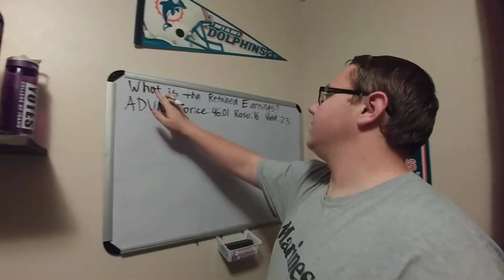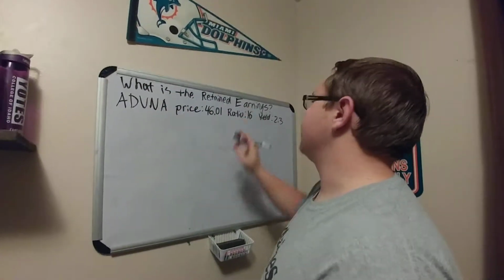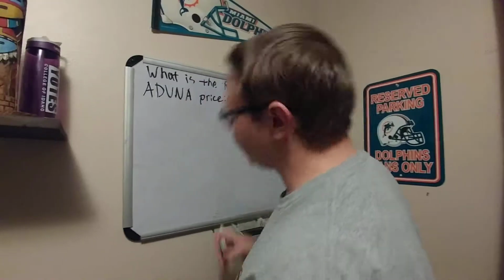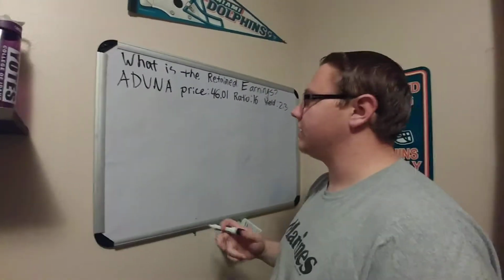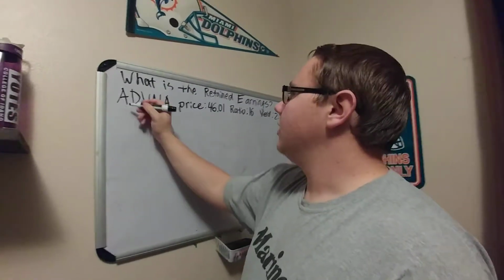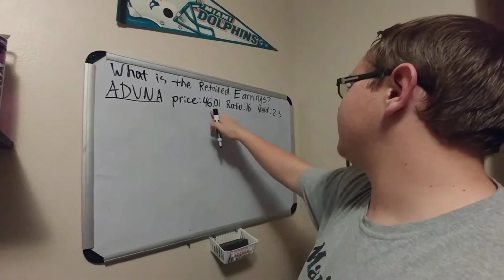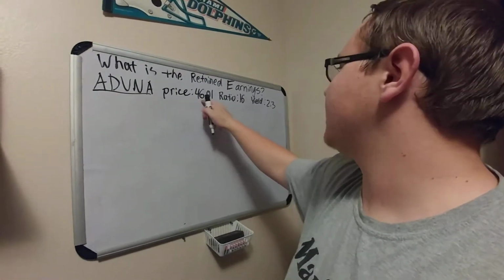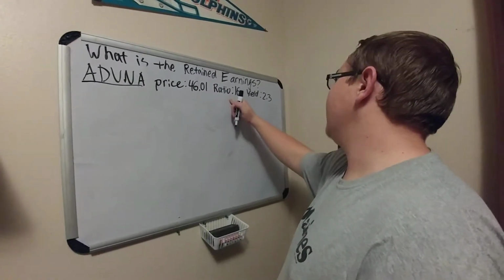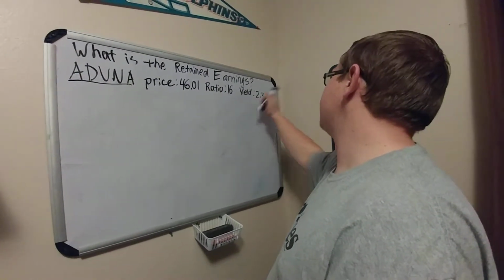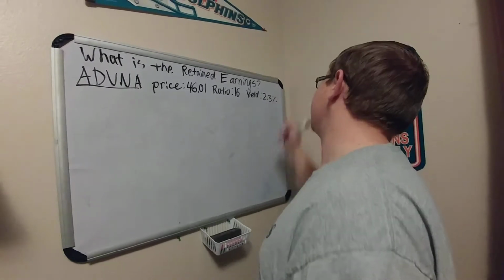Today we are going to learn what retained earnings are. We're going to be looking at a company and finding their retained earnings with the information that we've been given. We're going to be working with ADVNA today. The price is $46.01 per stock. The ratio is going to be 16, and our yield is 2.3. I forgot to write percent.